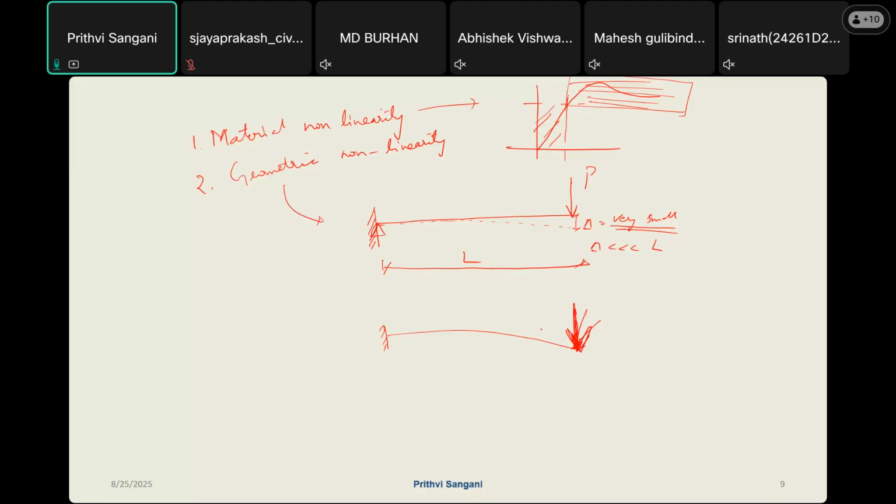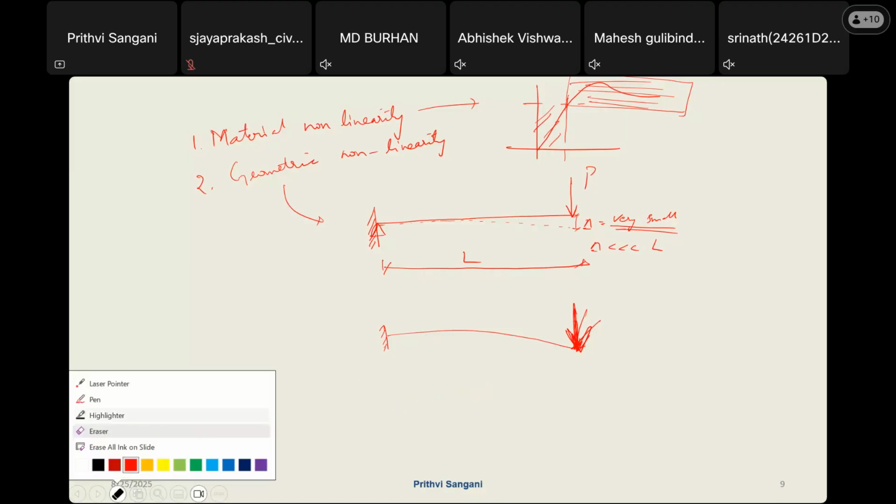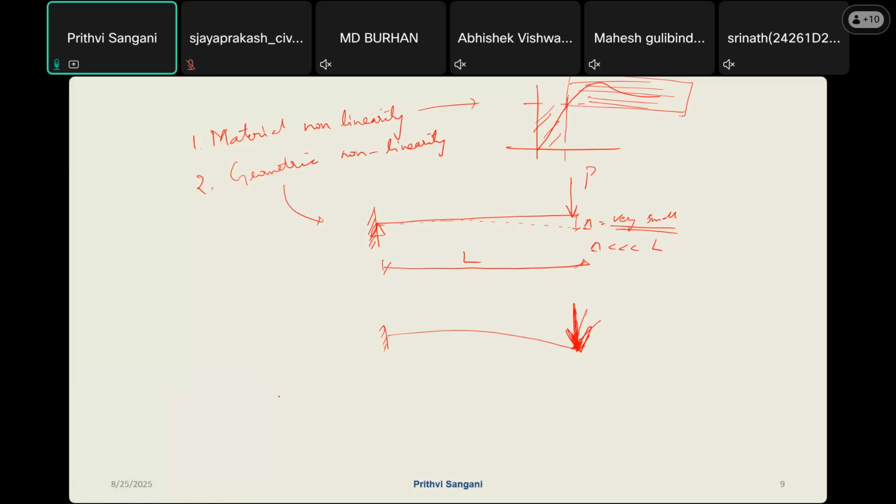But let us say you are working on something which is very flexible, where you have a loading scenario like this. Let us say it's almost in this direction. The deflection is very much comparable, almost similar to L.